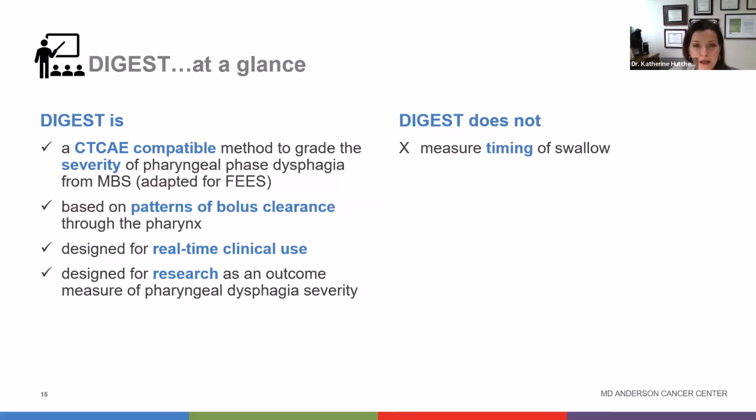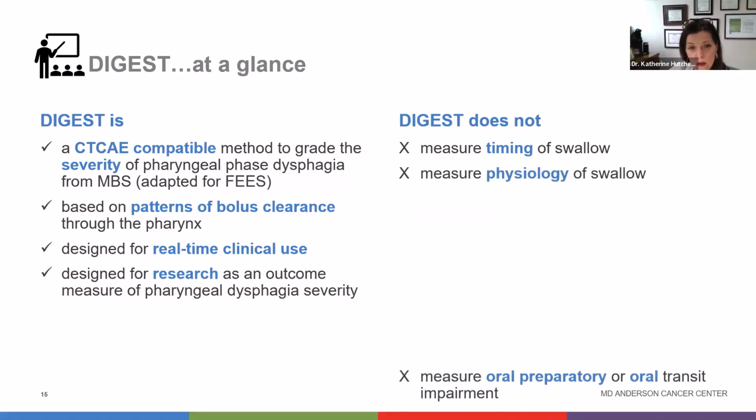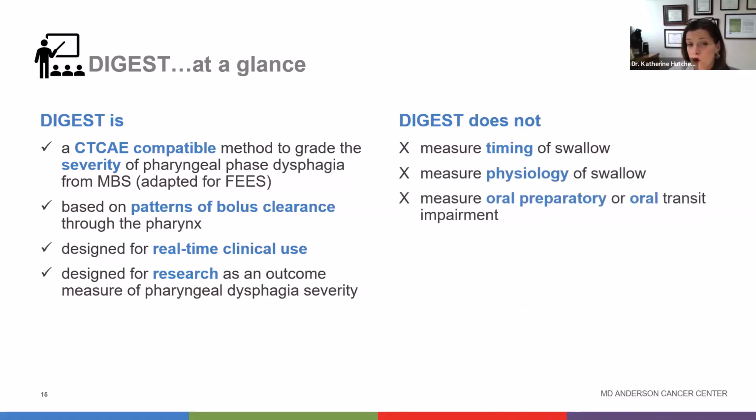But it is not a lot of things. Digest does not measure timing. It does not measure physiology of swallow. It does not measure the oral preparatory or oral phases of swallow. And it does not measure compensation. All of these other important factors of your swallowing performance need to be observed and measured with other tools when conducting your modified barium swallow study.